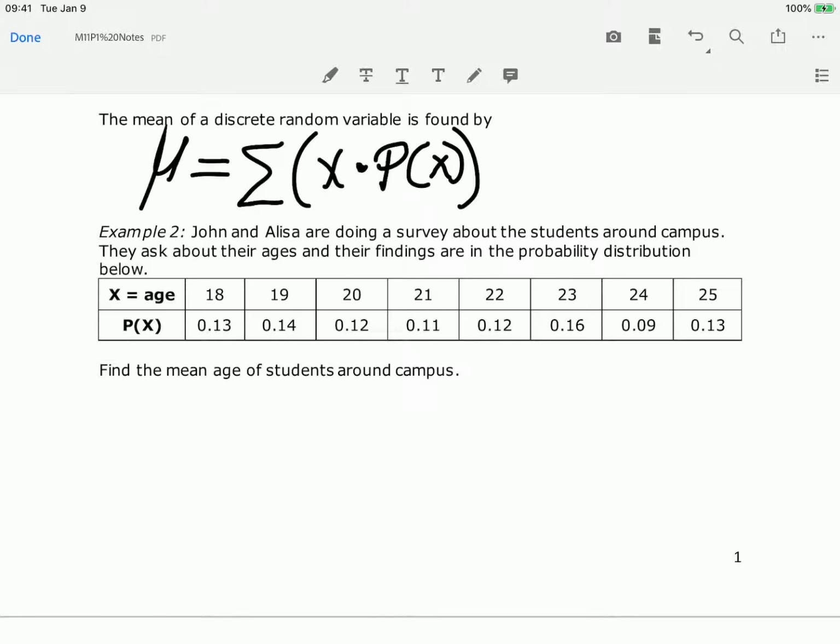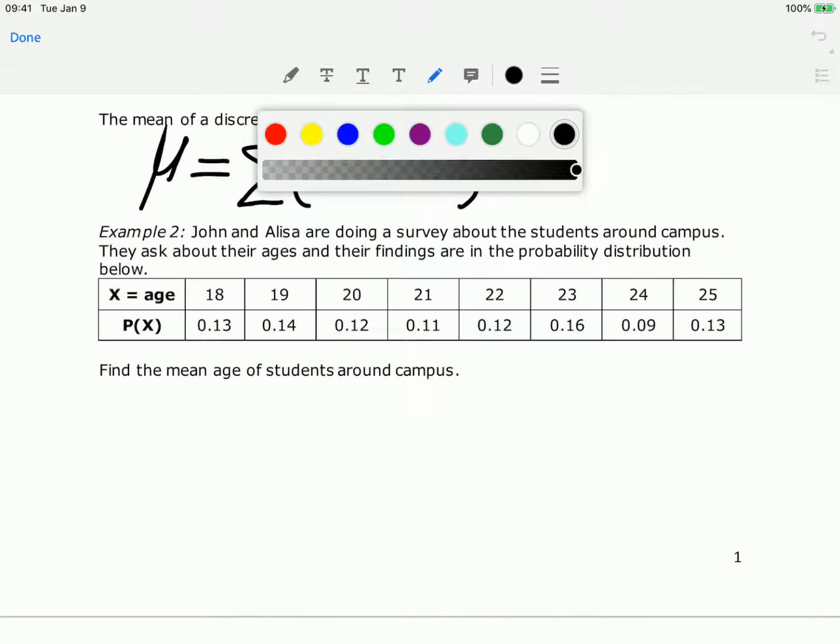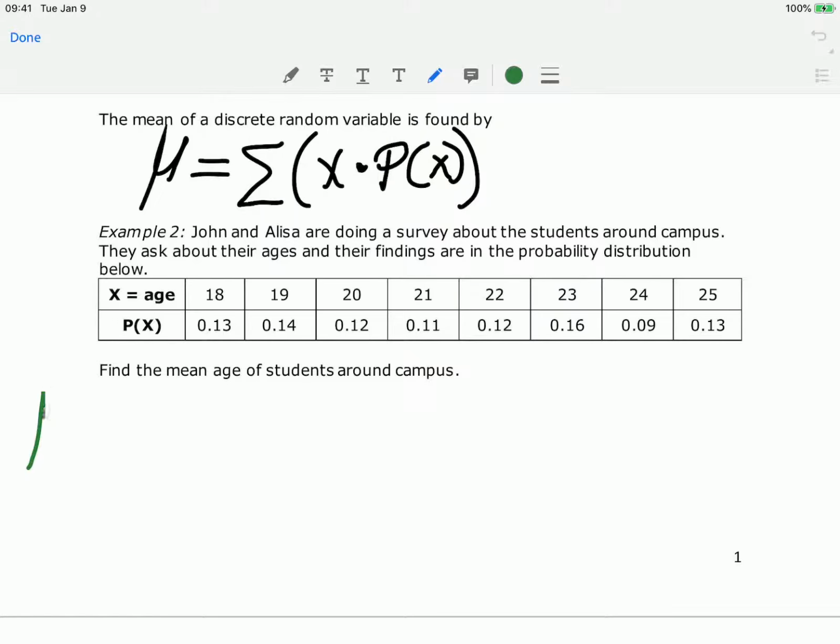We're going to do it by hand here in the notes, and then there'll be an accompanying calculator video that you can watch, and I'll show you how to do this in your calculator very quickly so that you'll be able to use it for future assignments and your exam. So we're going to go ahead and find the mean. We're going to do that by taking each x value, so 18 times its probability, 0.13, and adding all those together.